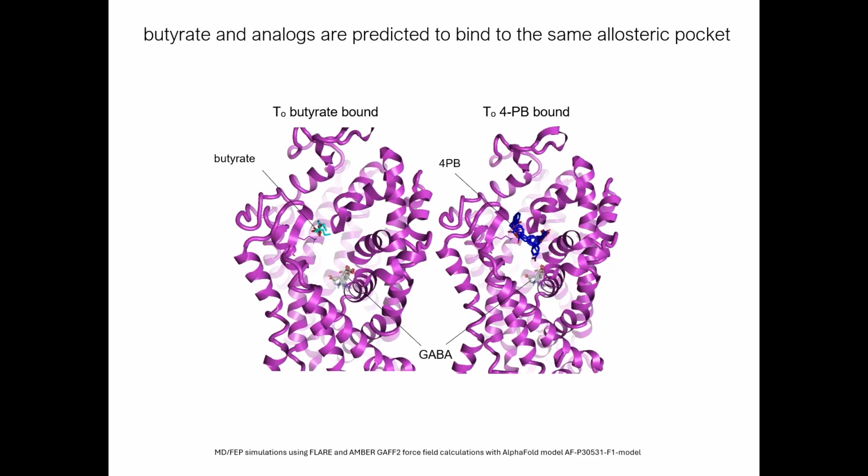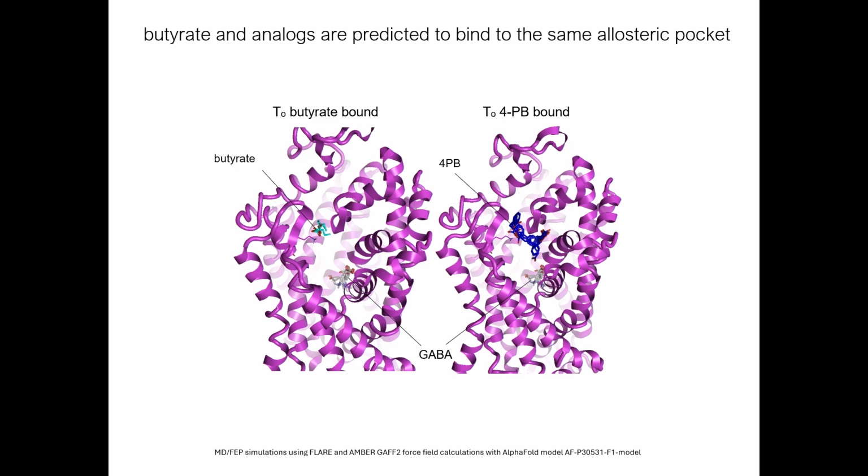And you can see here that the machine learning algorithm and the molecular dynamics calculations predict that in the outward-facing conformation of the transporter, butyrate is binding in the same place as 4-phenylbutyrate. And you can see it's a distinct place from where GABA binds to the transporter, down here deeper.